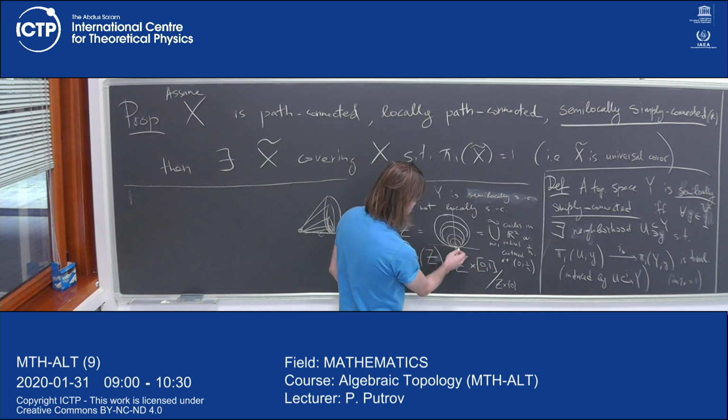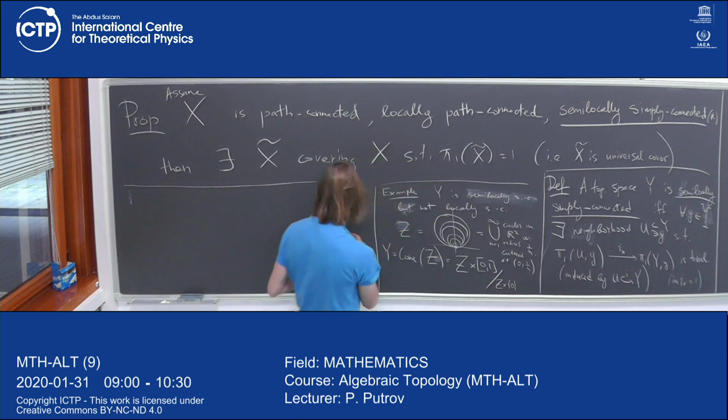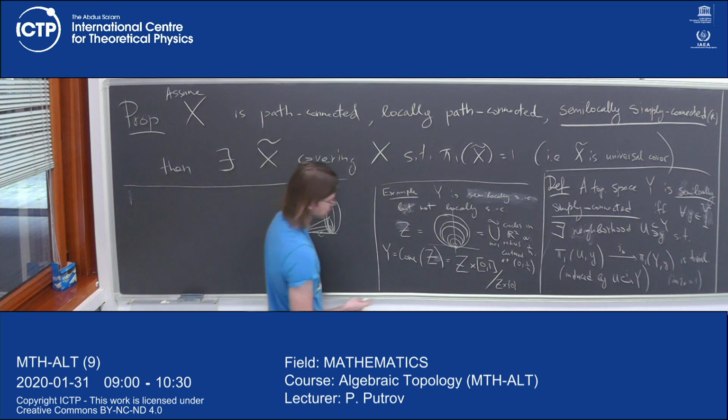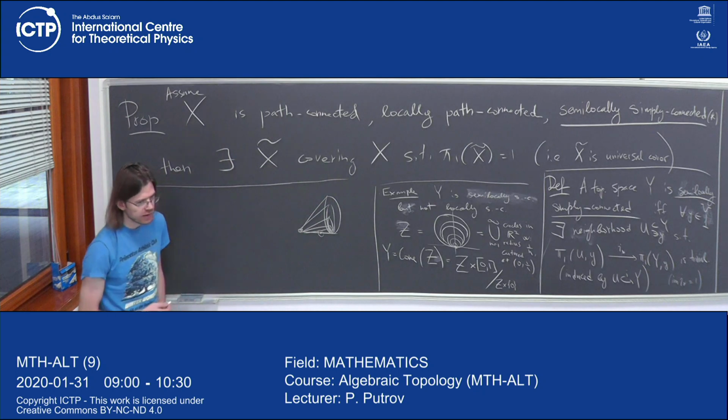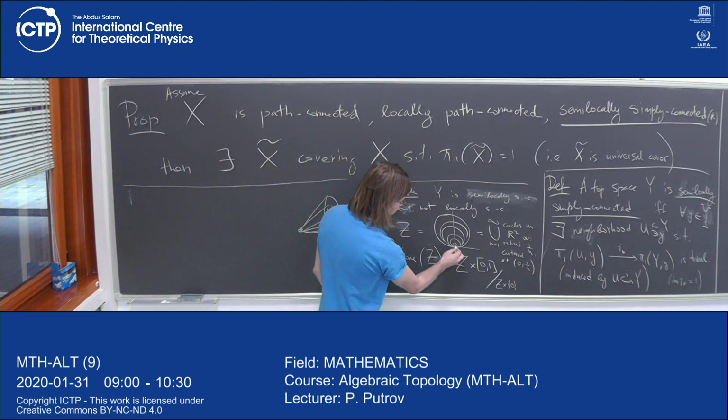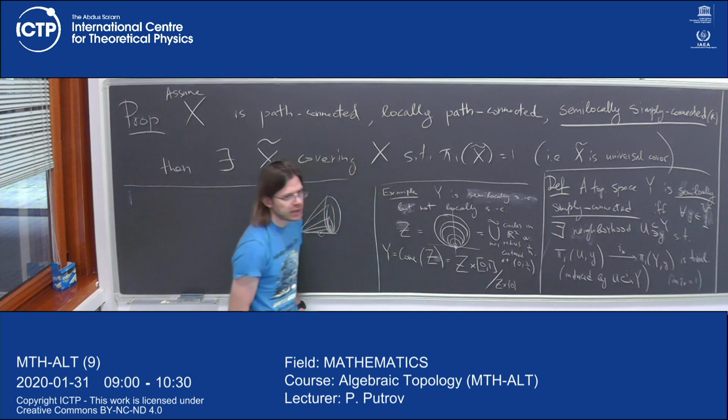Any neighborhood will contain an infinite number of circles intersecting at one point times an open interval. Right? And this is, of course, homotopic just to the infinite number of circles. So this is definitely not locally simply connected, because any neighborhood of this point contains an infinite number of circles, and we know the circles are not simply connected.